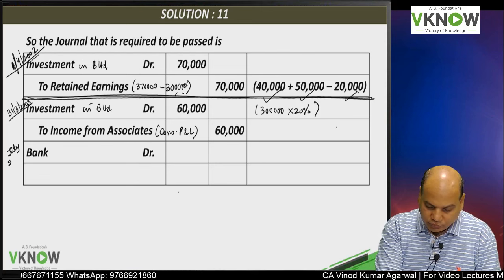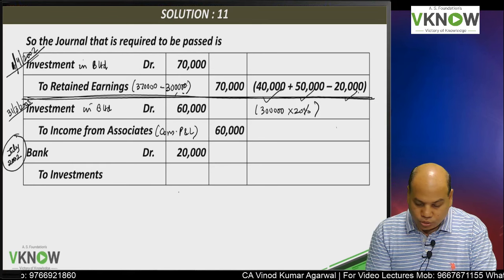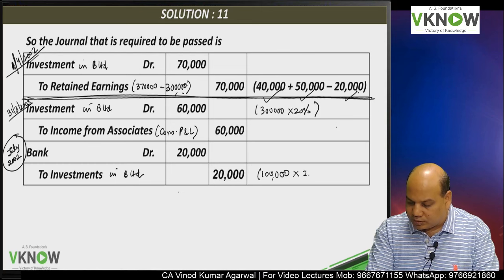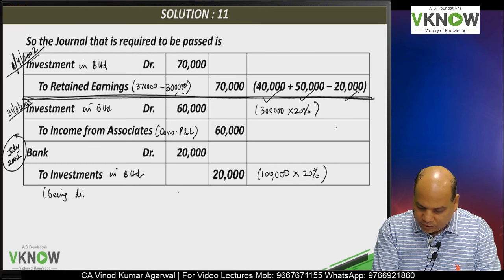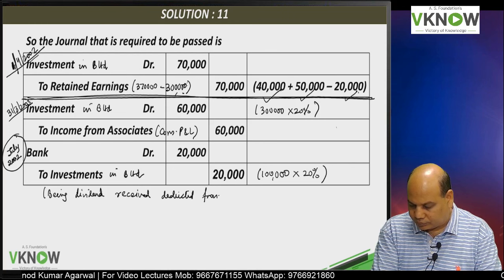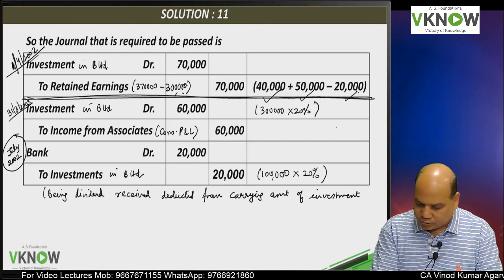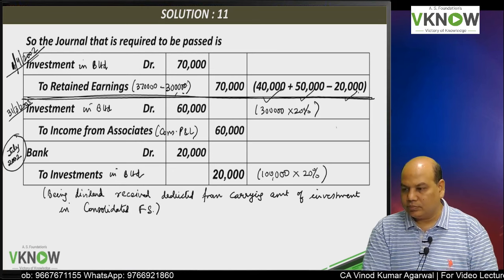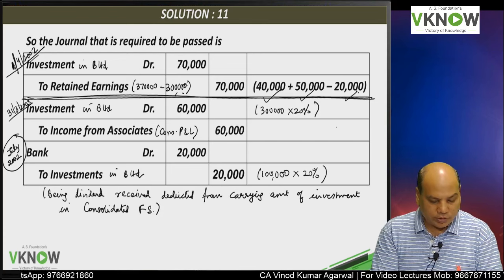Dividend was paid in July 2002. Right here, July 2002. 20,000, bank account debit 20,000 to investment in B Limited 20,000. How has this come? Dividend paid 1 lakh by associate, our share is 20%. Being dividend received, deducted from carrying amount of investment in consolidated financial statement. So this is the answer of this question.